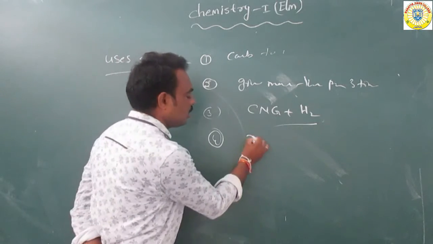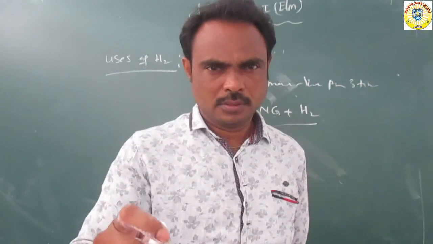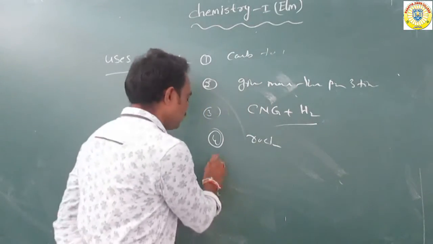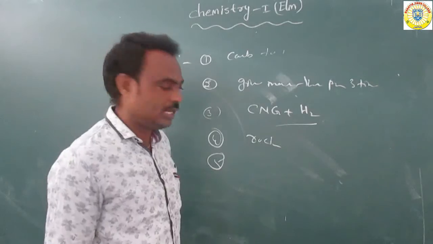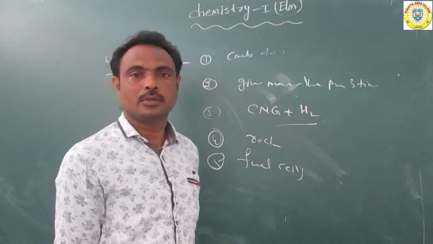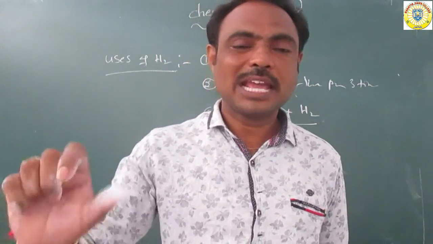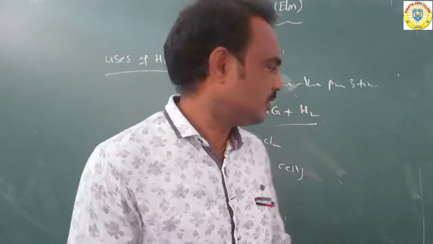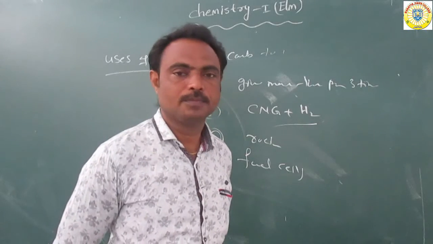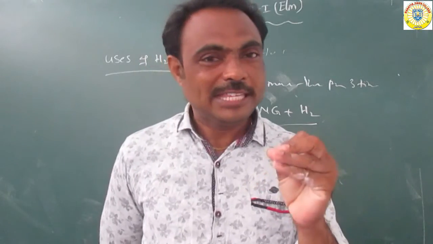And next, hydrogen is mainly used in rockets. And dihydrogen is used in different types of fuel cells. Fuel cells give energy. Which compound do we use in that type of fuel cells? Dihydrogen. It can be stored very easily.